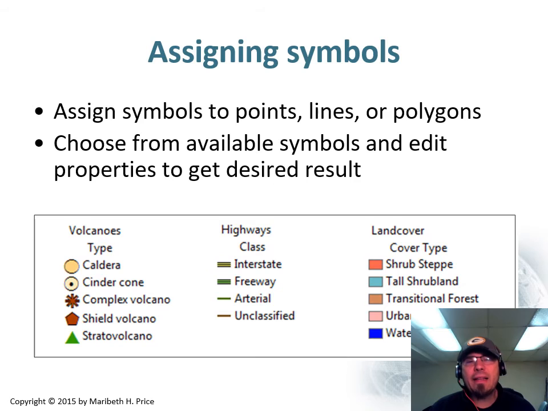Now, when you're assigning symbols to your feature classes on your map, you have to really keep in mind what you're trying to map, and you want to assign the symbols appropriately. So, for example, on the left, you have volcanoes. Those are all symbols that at least somewhat represent something that might have to do with volcanoes. Same thing with highways, same thing with land cover. You want to choose symbols that match what you're trying to get at.